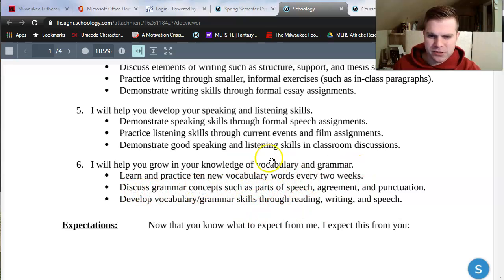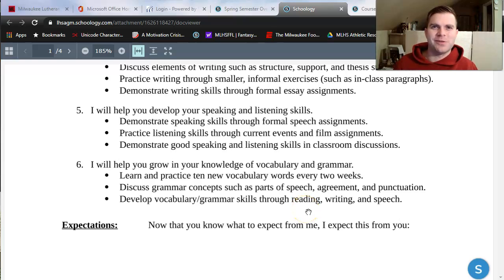We are going to discuss grammar concepts. Parts of speech was last semester, but we'll get a little review of subjects and verbs Monday. We are going to cover agreement and a lot of punctuation this semester, how to use commas, semicolons, quotation marks, those kinds of things. And then lastly, once again, we're just going to keep developing those vocab and grammar skills through reading, writing, and speech.